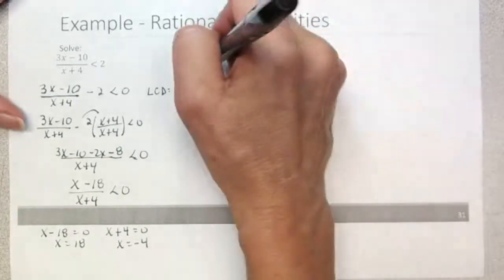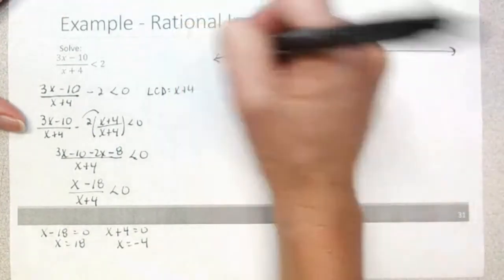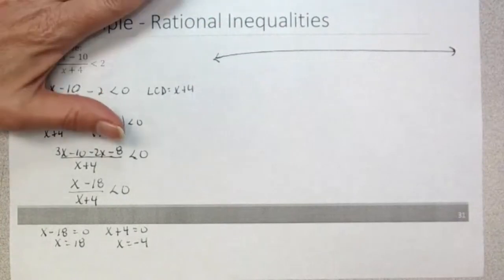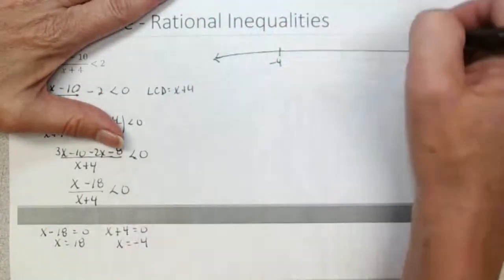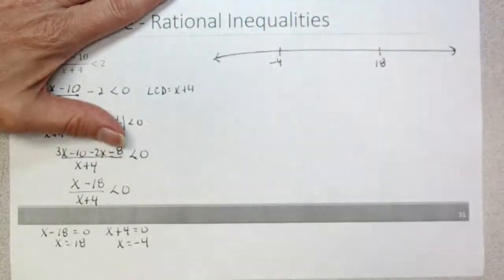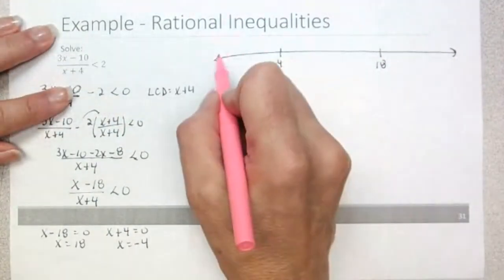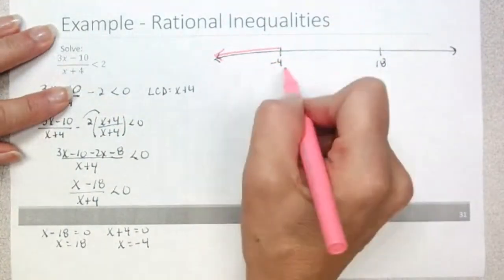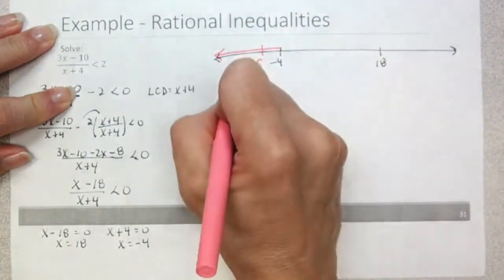Step 3, let's draw our number line and mark our boundaries for the intervals that might be solutions to this inequality. We'll say negative 4 is here, and 18 is here, and we have 3 intervals that we're going to test. Our first interval is everything less than negative 4, and let's use negative 5 as our test value.